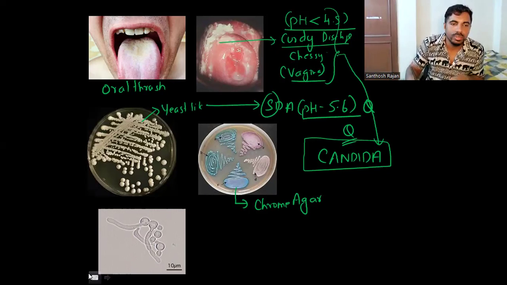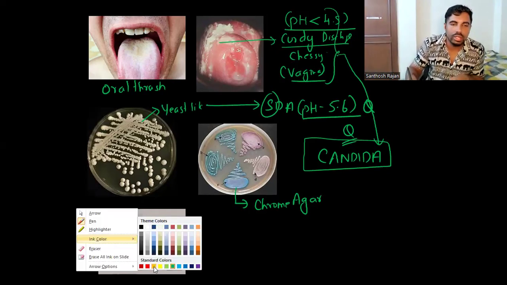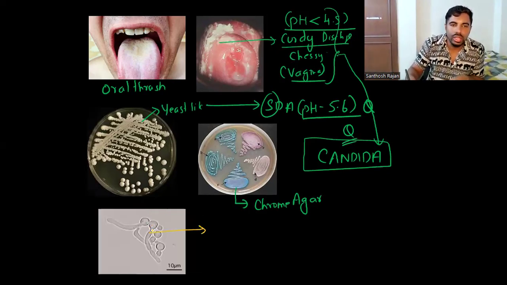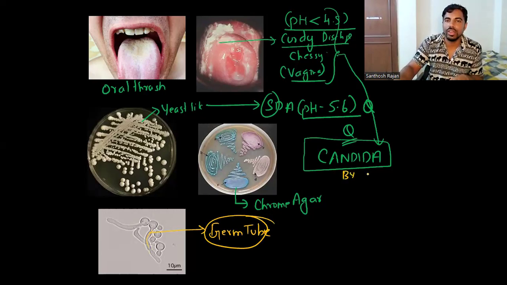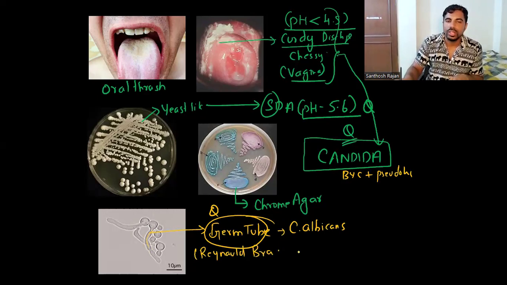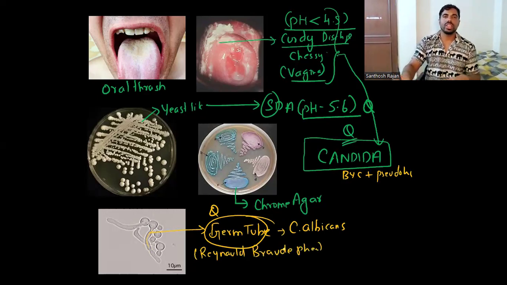Now what is this picture? You see something like a germ. You put it in plasma and you see a germ tube. Candida is a budding yeast cell plus pseudohyphae. Apart from pseudohyphae, a positive germ tube indicates Candida albicans, especially. To speciate, we can use this for Candida albicans. The phenomenon here is called the Reynolds-Braude phenomenon. These are the other few questions they can expect.